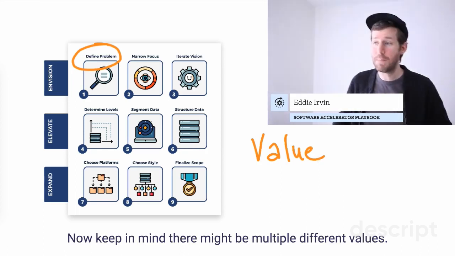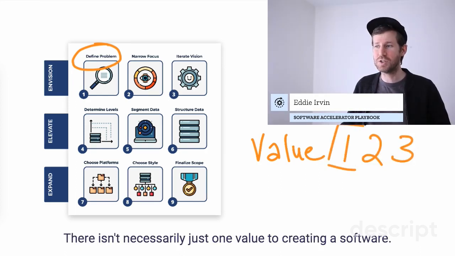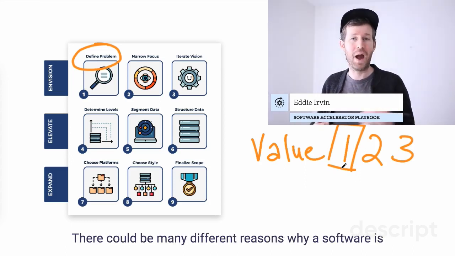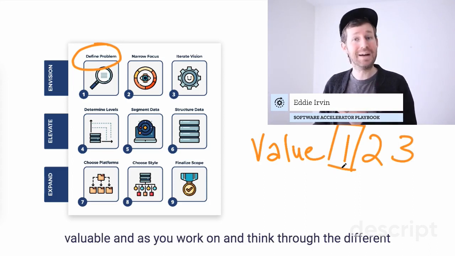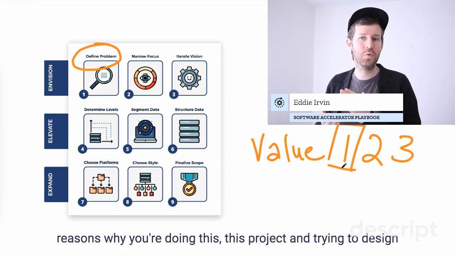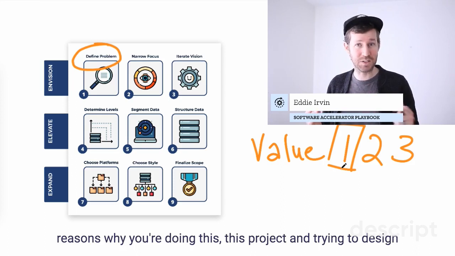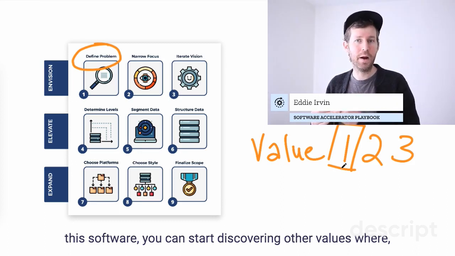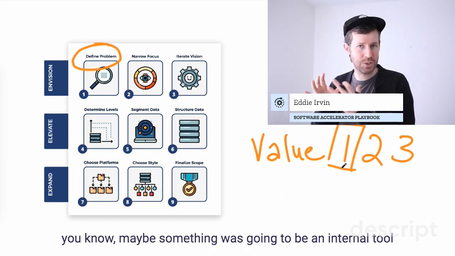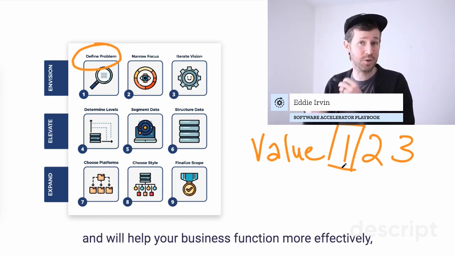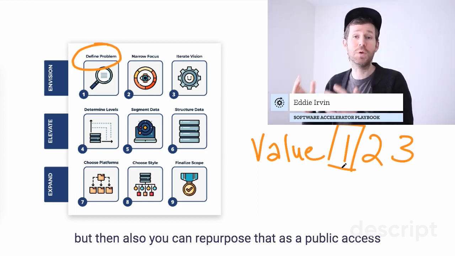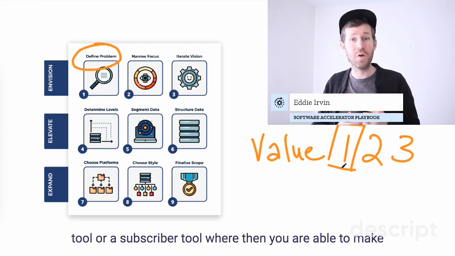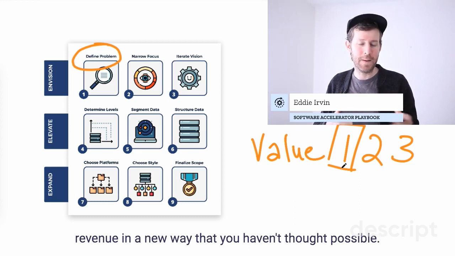Now keep in mind, there might be multiple different values. There isn't necessarily just one value to creating a software. There could be many different reasons why a software is valuable. And as you work on and think through the different reasons why you're doing this project and trying to design this software, you can start discovering other values where, maybe something was going to be an internal tool and will help your business function more effectively, but then also you can repurpose that as a public access tool or a subscriber tool where then you are able to make revenue in a new way that you haven't thought possible.